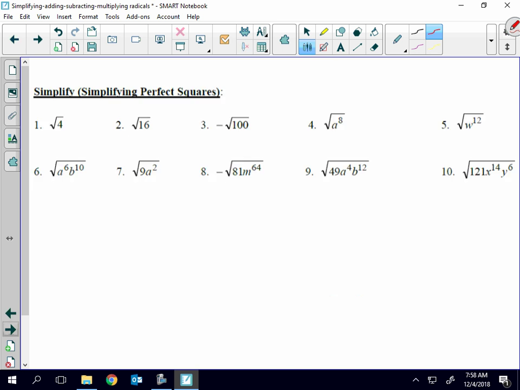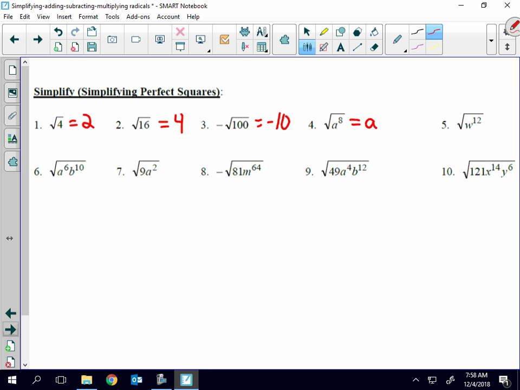All right, simplify. These are easy. Okay, you guys can do these on your own. The top row. Well, I guess we'll do them real quick. Square root of 4. You guys know that's 2. Square root of 16 is 4. The negative square root of 100 would be negative 10. Of course, if the negative sign were under the square root sign, then we would have no real solutions. Okay, square root of a to the 8th power.